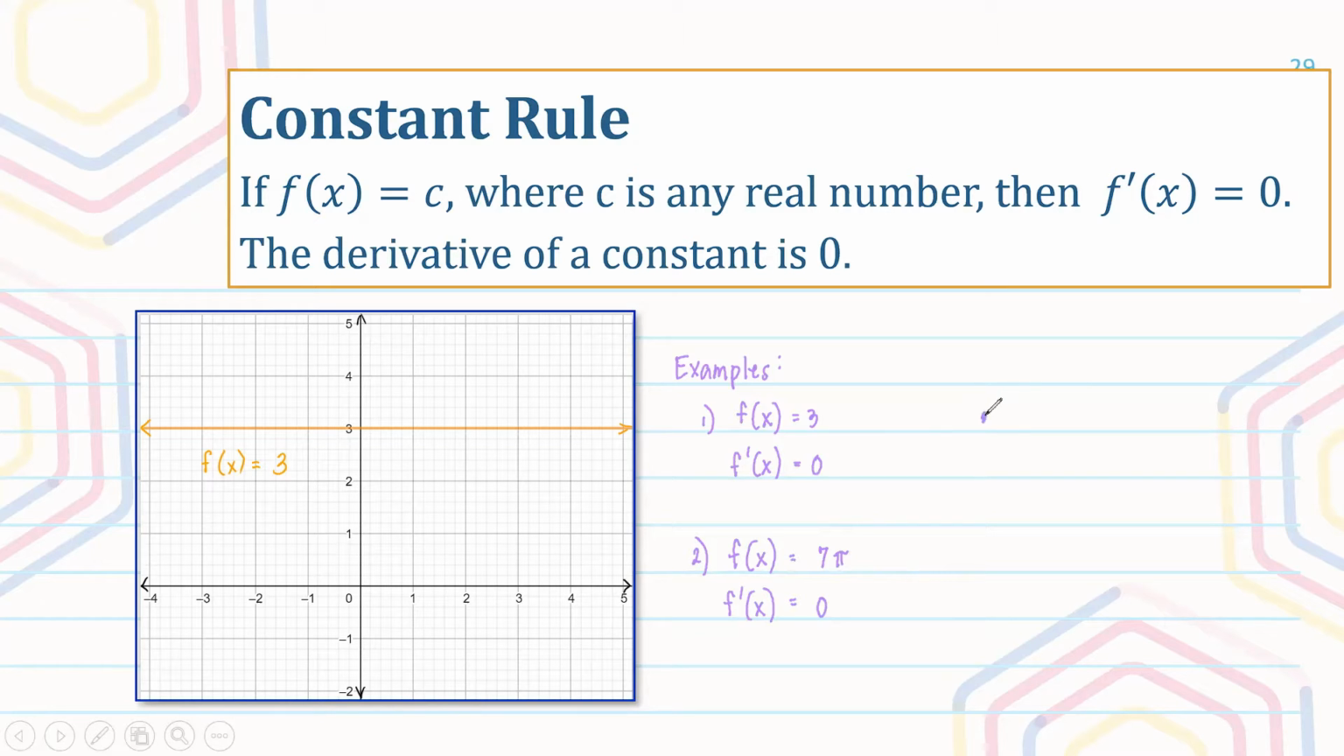Next, we have f of x equals negative square root of 5. So square root of 5 is a constant, so f prime of x is equal to 0. So that's basic. You need to remember the derivative of a constant is equal to 0.